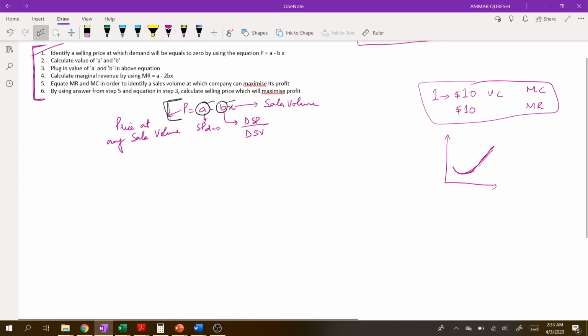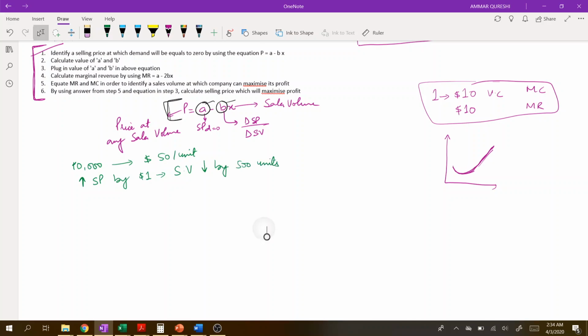So let's suppose a scenario. Let's assume a question, where a company can sell around 10,000 units if the selling price is around $50 per unit, right? And the situation says that if you increase your selling price by $1, your sales volume is going to decrease by 500 units. This is basically the situation.